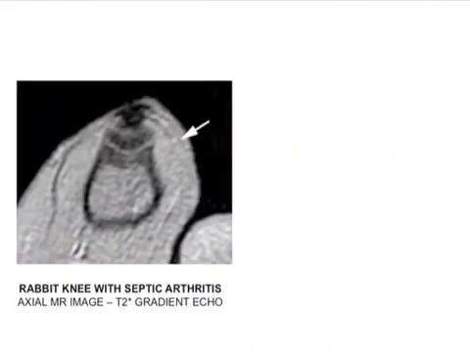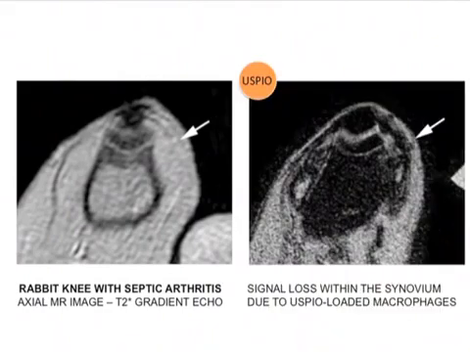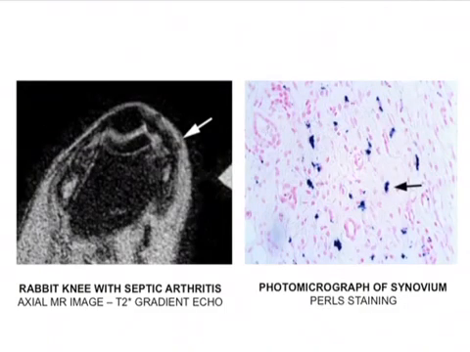You can see on these two axial MR images of a rabbit knee that 24 hours after USPIO administration, the synovium presents an intense and diffuse signal loss due to the presence of USPIO-loaded macrophages. The number of dark pixels observed on MR imaging is correlated to the iron content within the tissue and therefore to the number of macrophages.